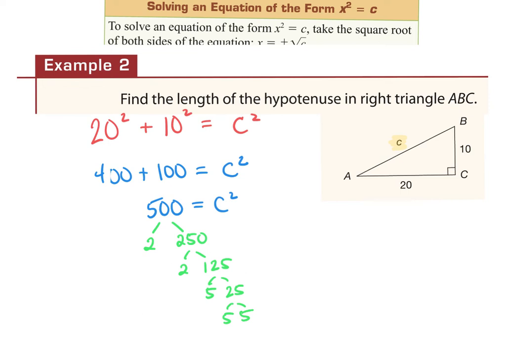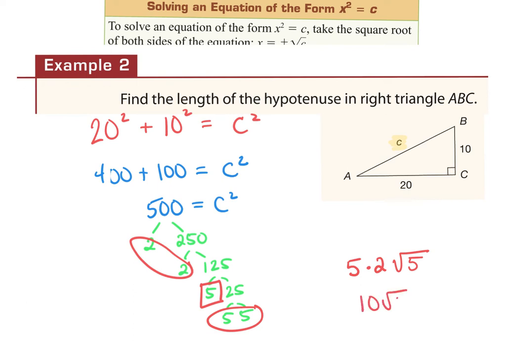Just make sure if you break it up like that, that you pay attention to all of them that are hidden in there. I want things that group up. So these 5s will come out. These 2s will come out. And then this 5 right here is all alone, so he's going to stay in. 10 square root of 5. This is how you would leave your answer. So the hypotenuse is 10 square root of 5.